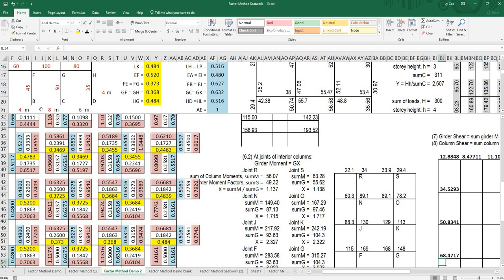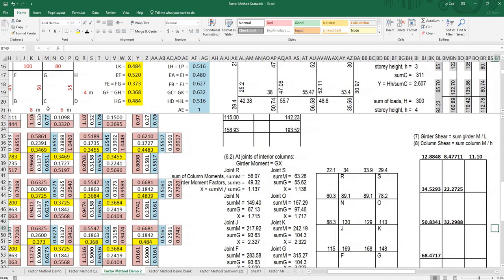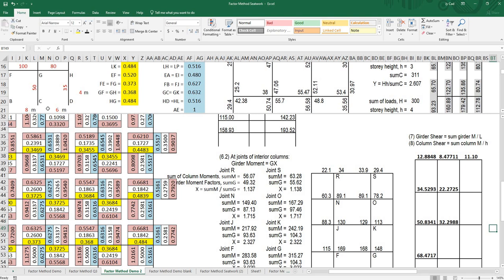Yan. And then here, sa this girder, this is equal to, ayan, 89.1 plus 89.1 divided by 8. Ito naman, this is equal to 130. Ito. Plus 129 divided by this, 8. So that's how you solve your girder moments.